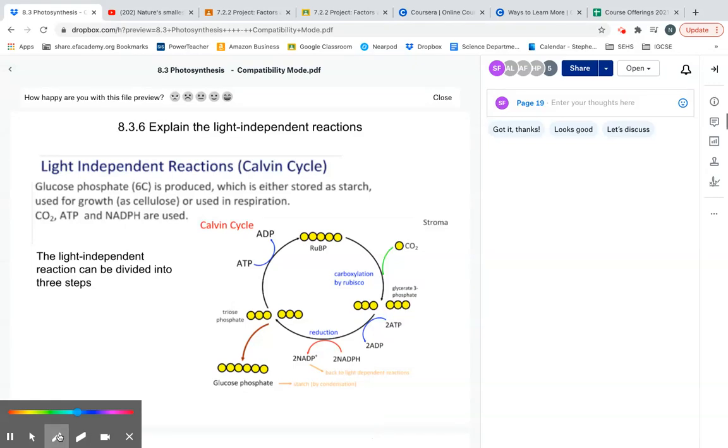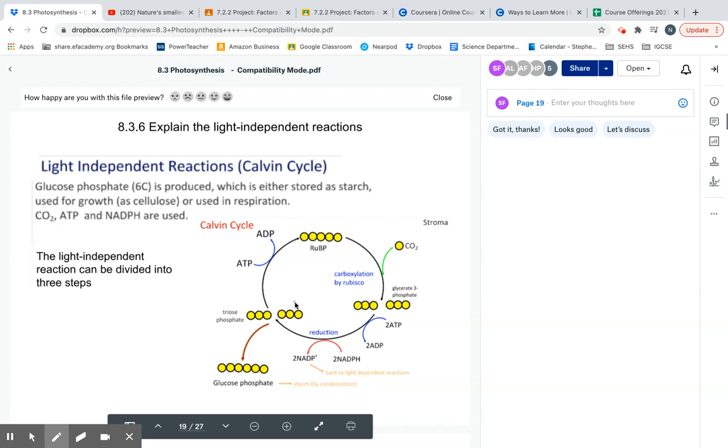Okay, so let's now talk about the specifics of the light-independent reaction. There are some molecules that we need to know the name of in this crazy cycle, and there are molecules that they don't think are as important. Sad. So in the stroma, in the plant, in the chloroplast, there is this molecule called RUBP.